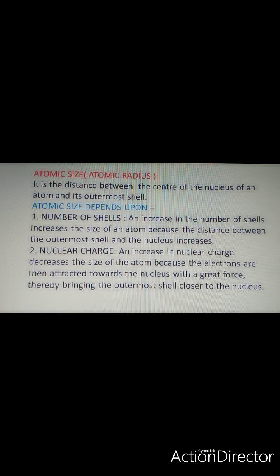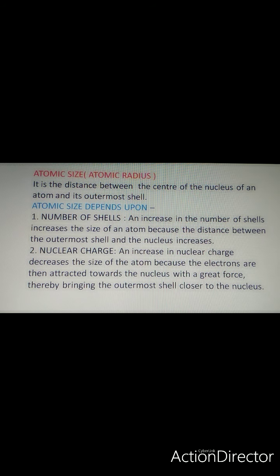It is also called atomic radius. It is the distance between the center of the nucleus of an atom and its outermost shell, that is, between the last shell and the nucleus. That distance is called atomic size. Atomic size depends upon, first, the number of shells.